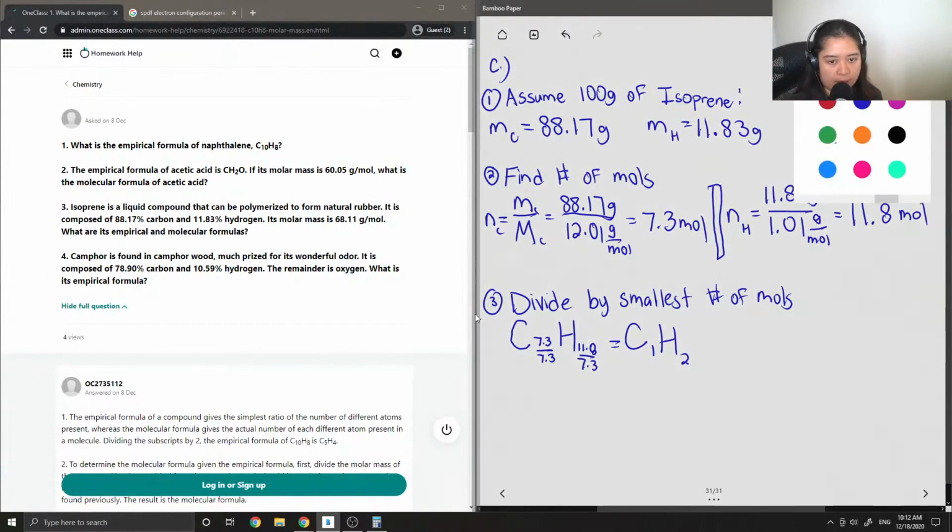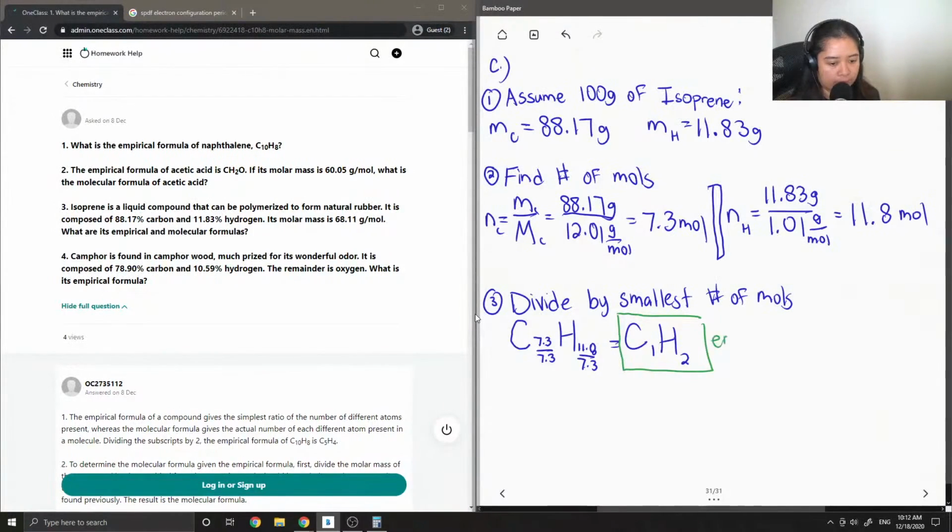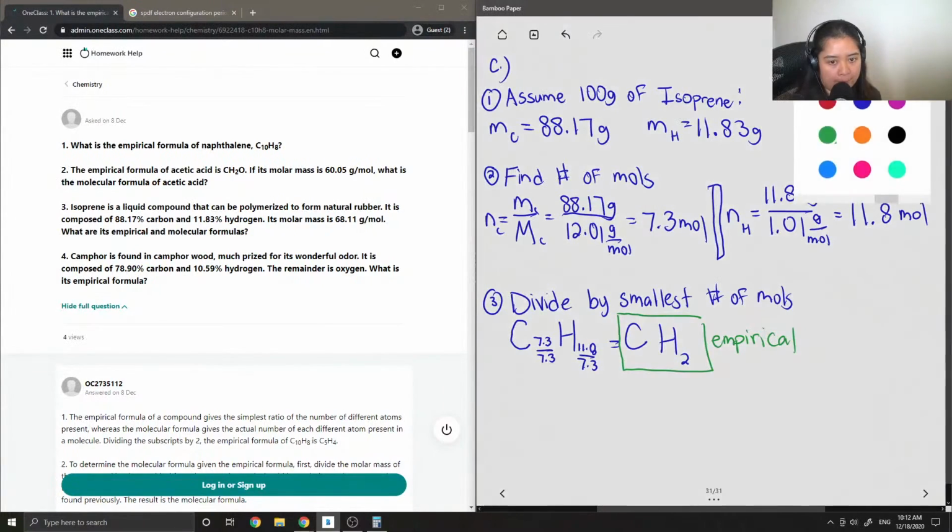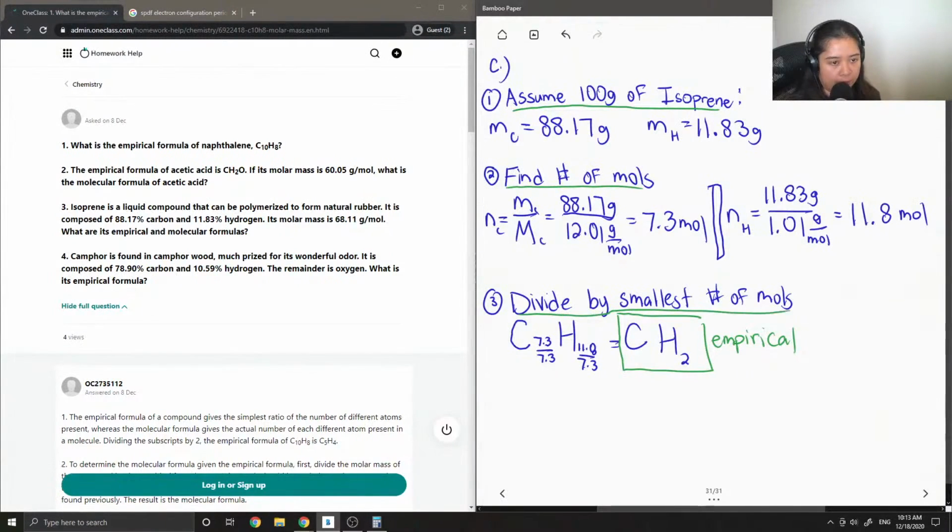So this is our empirical formula. So that answers the first part. We don't even have to write the 1. It'll just be CH2. Okay, so the question also asks for the molecular formula of isoprene.